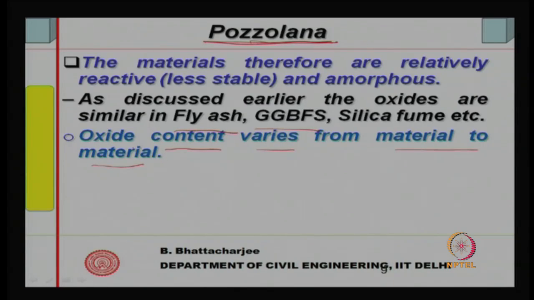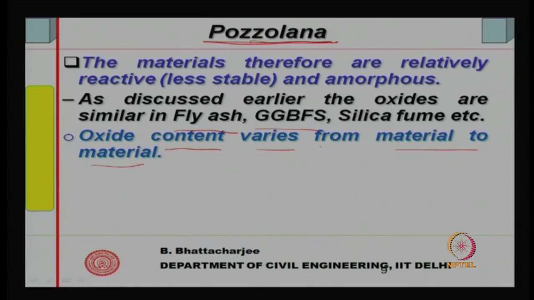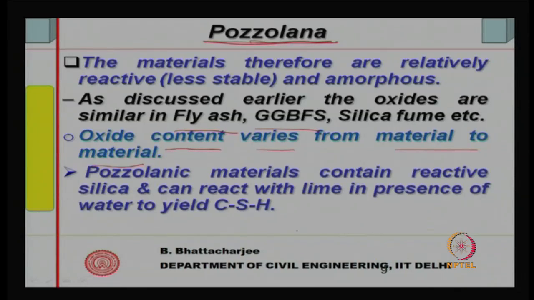That means SiO2 content in case of silica fume is very high, it is not so high in case of fly ash and even still less in granulated ground blast furnace slag. Rice husk ash of course, it is again high, we shall see that later on. Now, pozzolanic material has the characteristic that it contains reactive silica, because the silica which has been heated up and cooled rapidly is in an amorphous, relatively unstable form and can react with lime in presence of water to yield the same product as cement hydration.